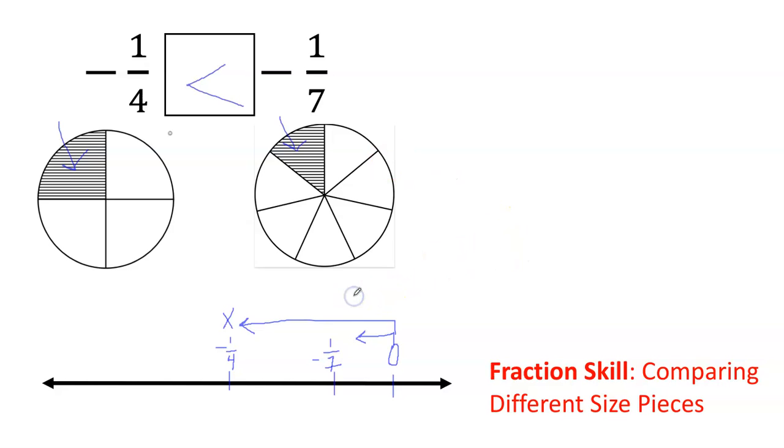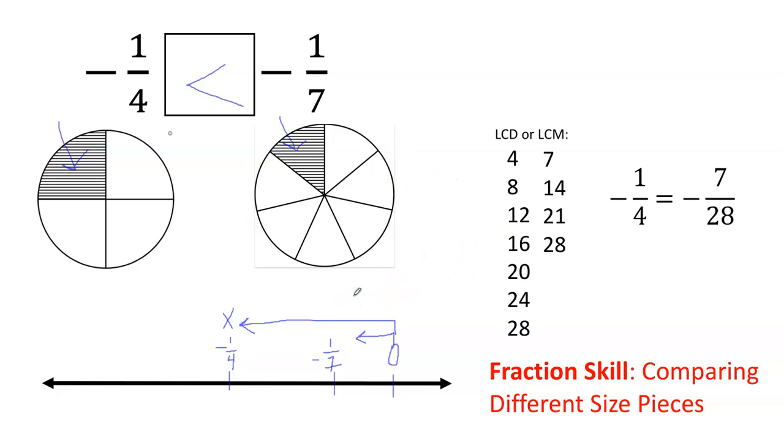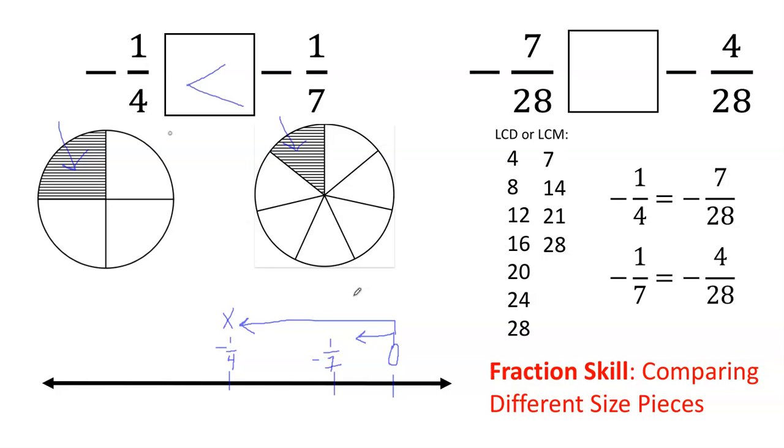And again, when in doubt, you can always change them so that they have the same denominator by creating equivalent fractions. And then once again, you'll see that -7/28 is going to be further negative than -4/28.